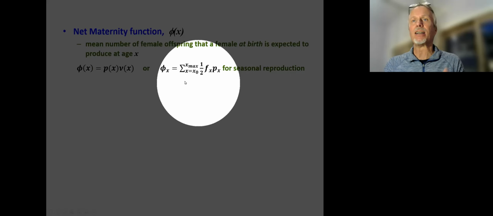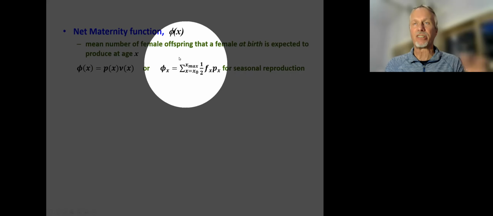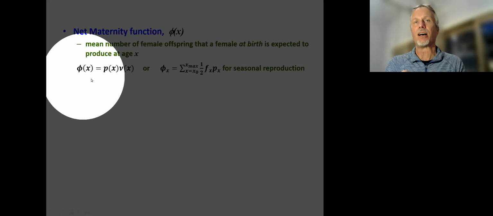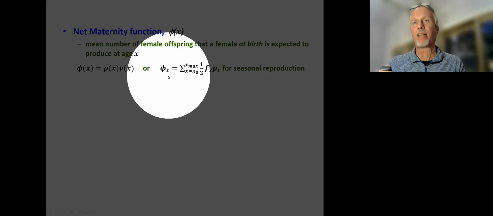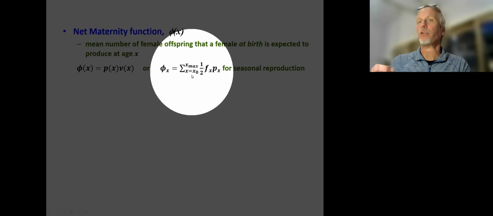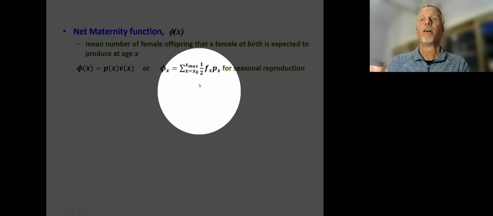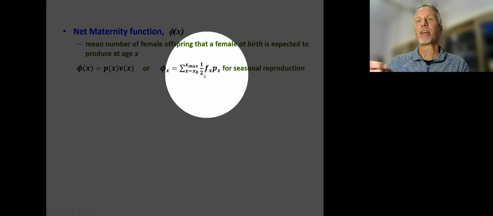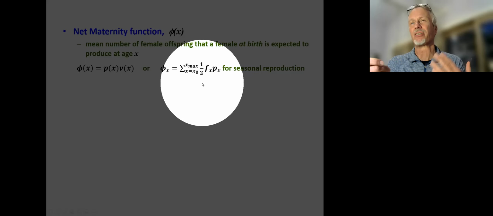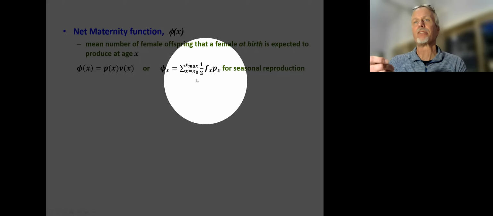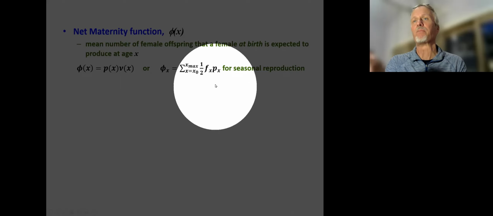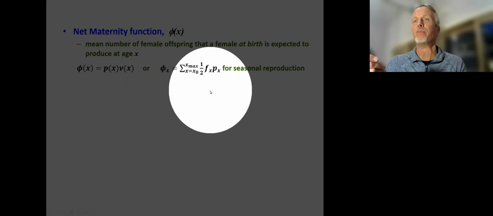In the case of discrete time reproduction, where there is a seasonal reproduction, very concentrated, rather than indicating phi of x as a function, we just use the suffix x, so phi x is equal to the sum over all the reproductive ages of the fecundity rate divided by the sex ratio. Here we assume that mu of x already accounted for sex ratio. Here we explicitly refer to the sex ratio. So it is the fecundity at that age times the probability of surviving from birth to age x.